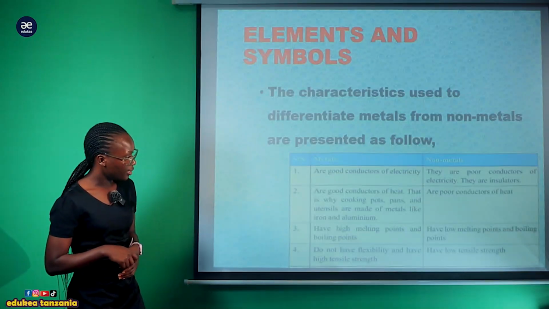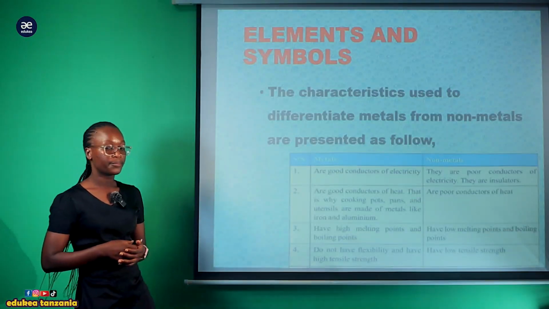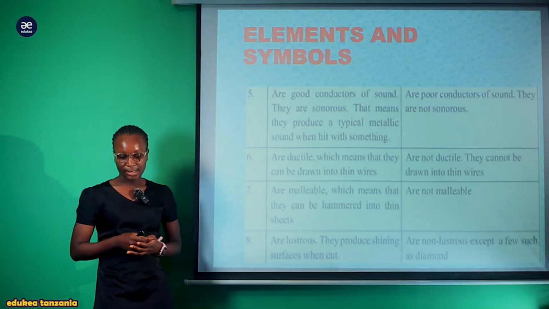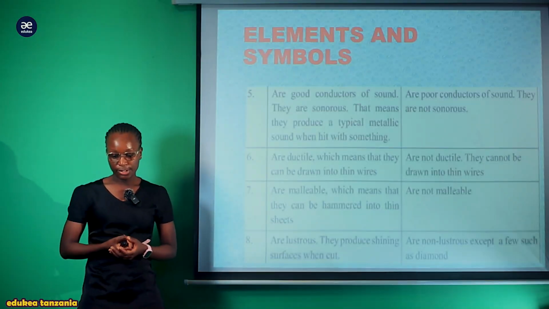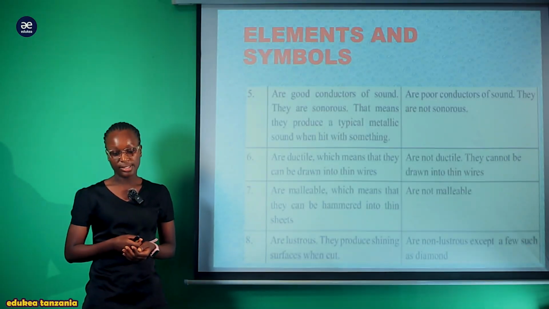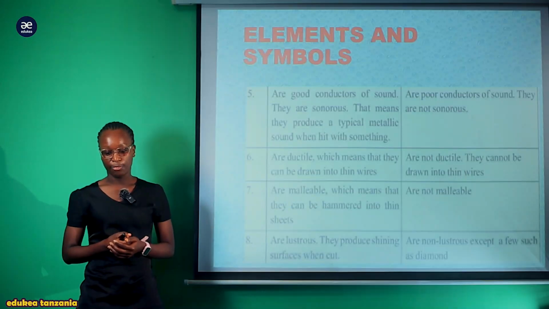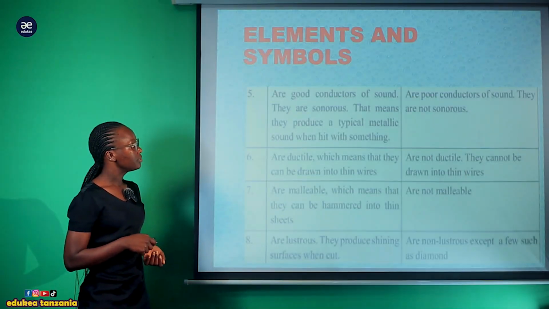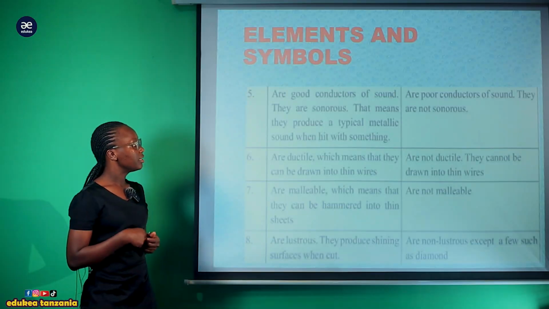Metals are good conductor of sound. They are sonorous. This means that they produce a typical metallic sound when hit with something. Inatoa mlio ambayo ni typical sound ikiwa imekuwa hit with something. But you can see the non-metals are poor conductor of sound.